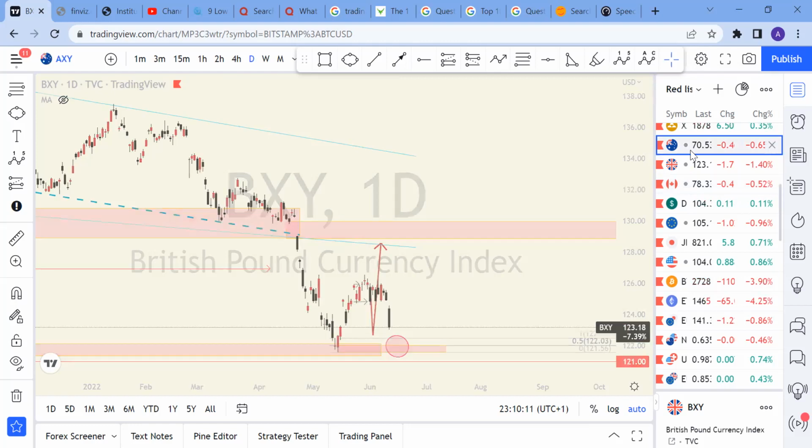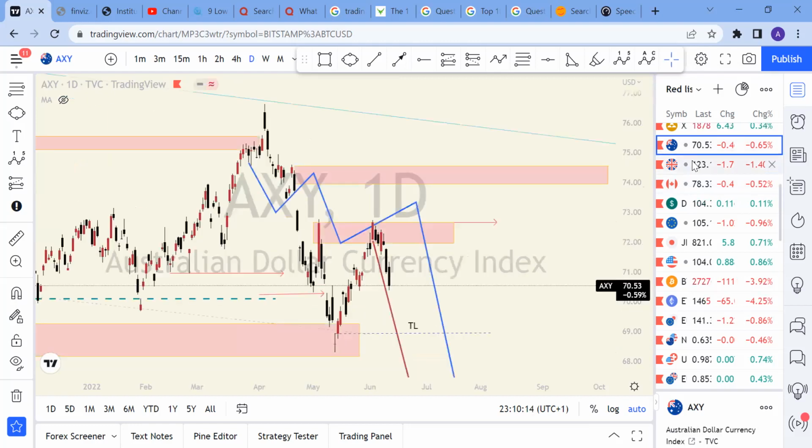Okay, yes, AXY is bearish. I'm sorry, please, I'm trying to just document this so that it becomes easier for us to do the main analysis once we get there. And I can also follow up on what the markets are looking like all through the week.